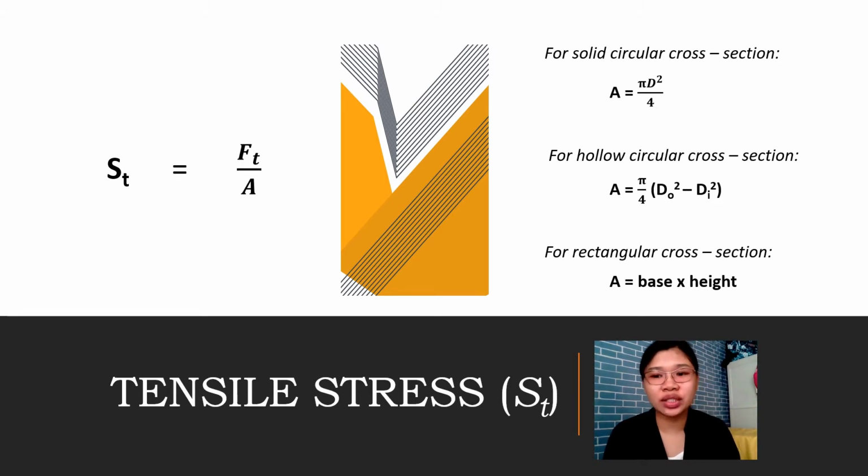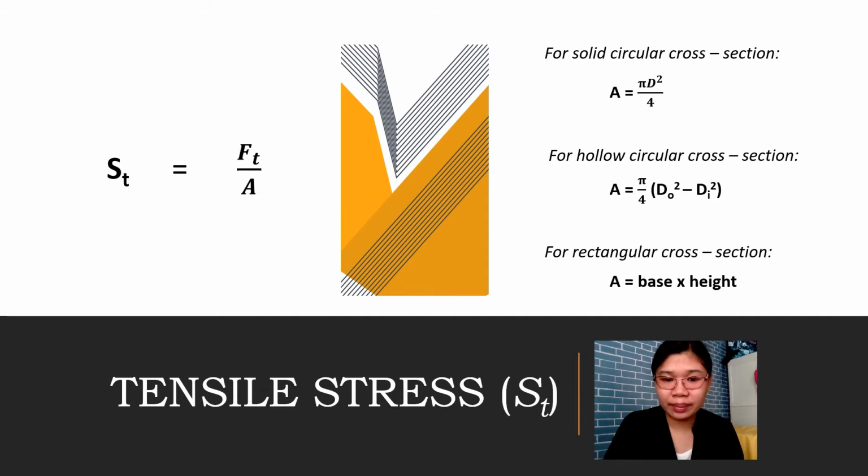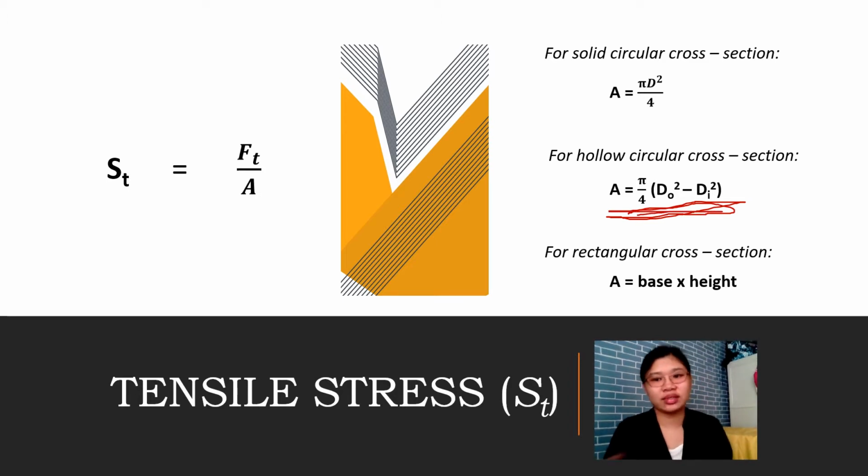And then for hollow circular section, for hollow types, we have, of course, the internal diameter and the outside diameter. So our formula is here. I am highlighting it, the dO squared minus di squared. So that's what we have for hollow circular section. And then for rectangular section, of course, our area is equal to base times height. So we have base times height.